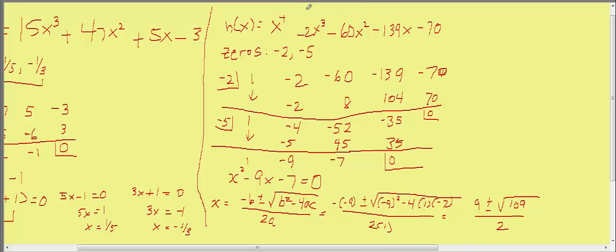So I have a degree 4, so I'm going to have 1, 2, 3, 4 answers. Hopefully this helps. This is breaking down the polynomials with the rational zeros first, using synthetic division, and then either using the quadratic formula or completing the square to finish it out to find your last ones.